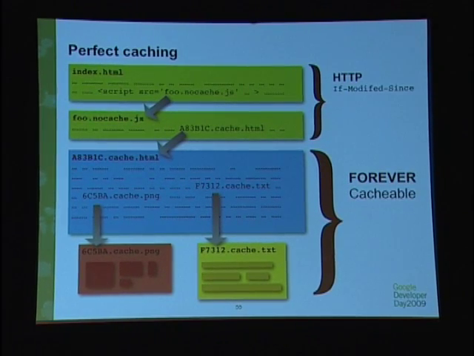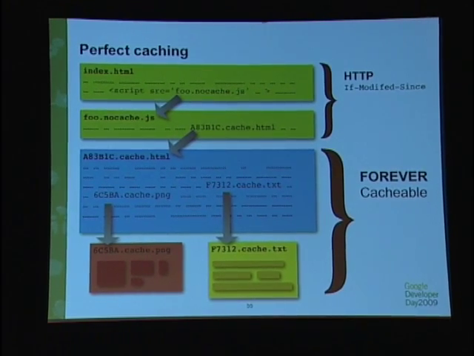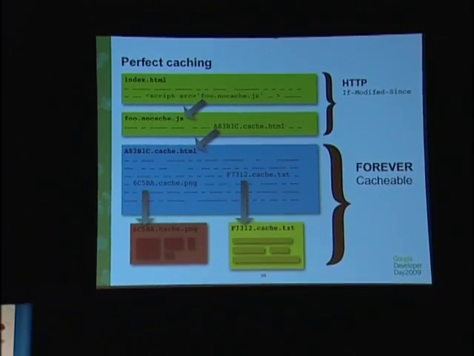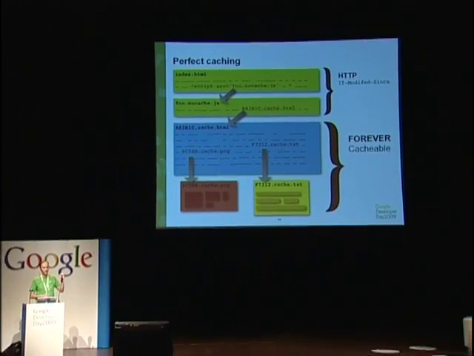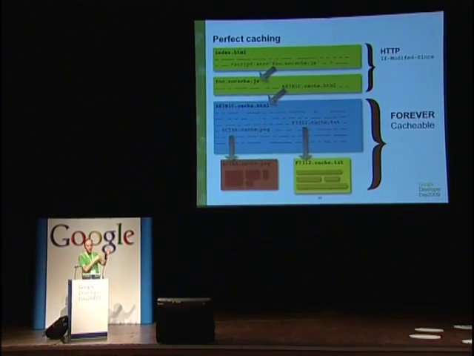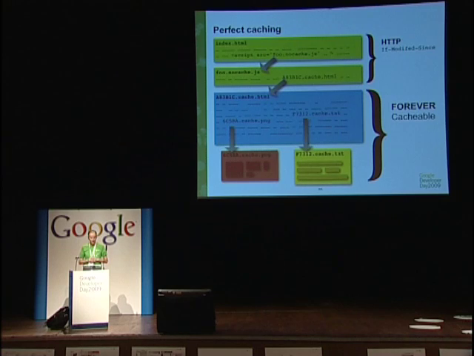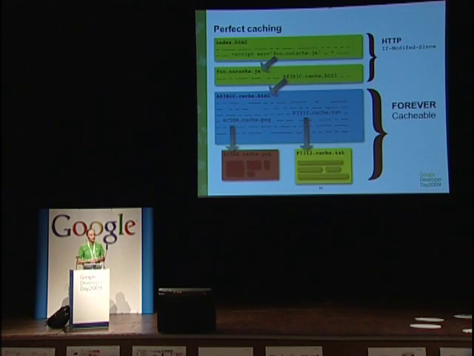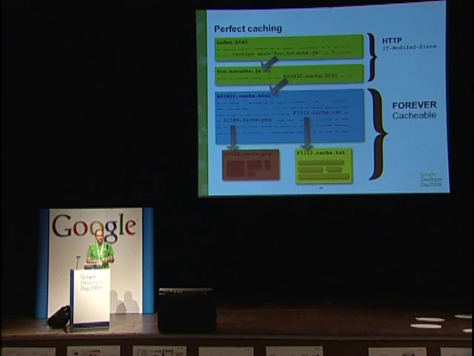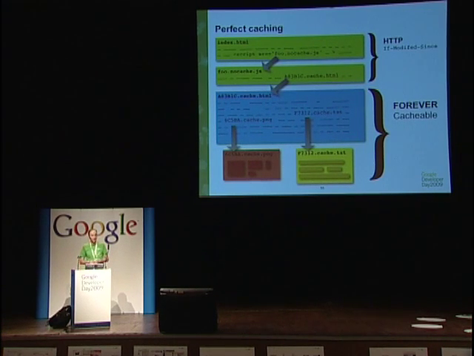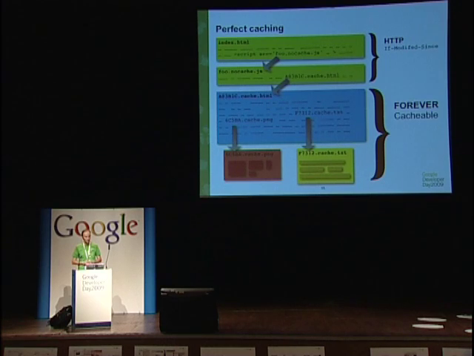So what you see here is the very top box, this green one, index.html. That's your main HTML page. And it contains a script tag. The script tag points to the second green box there, foo.nocache.js. This is a little tiny script that GWT creates for you, which is called the launch script. It's the one that detects which browser you're using. If you're IE, then it loads one version of the blue application. If you're in Firefox, it loads a different blue version. If you're in Safari, it loads yet a different blue version.